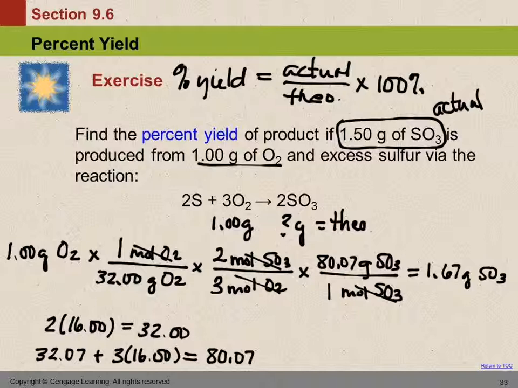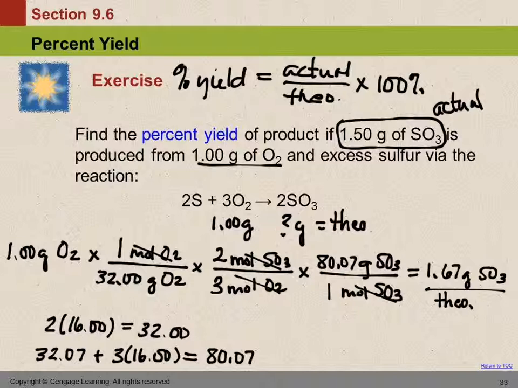The final answer is the percent yield. This is our theoretical yield. Theoretical means we calculated that in theory this is going to work out and give us that much. Do things ever go according to plan? No. No, they don't. So that's theoretical.